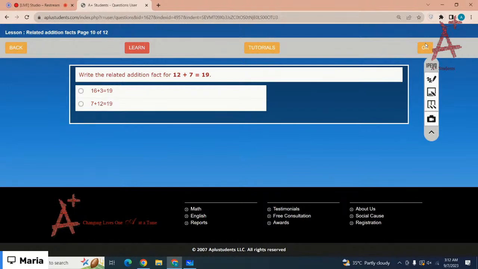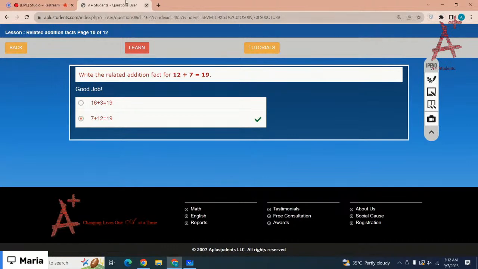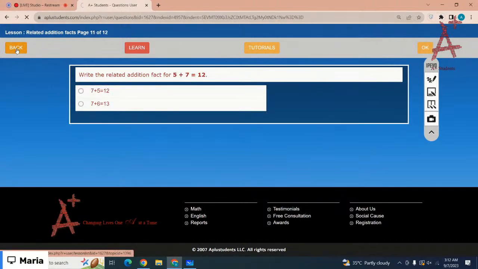Write the related addition fact for 12 plus 7 equals 19. Yes, option number 2 is the correct option. Very good. Okay, you can complete the lesson by yourself later today. Let me just move on to next lesson.